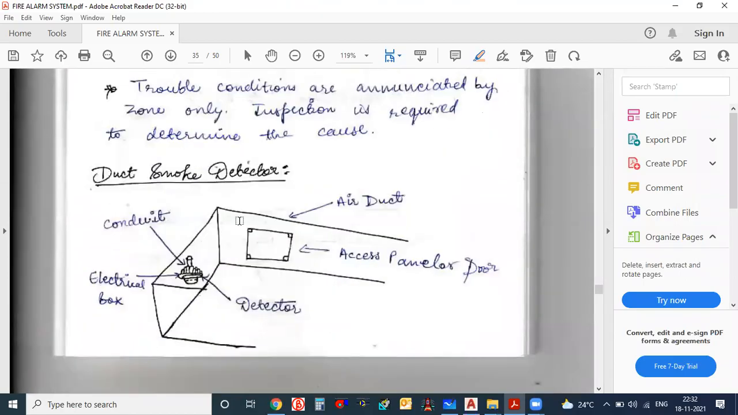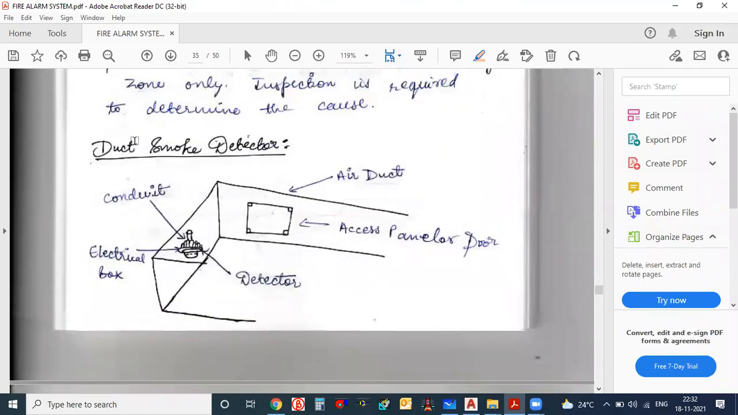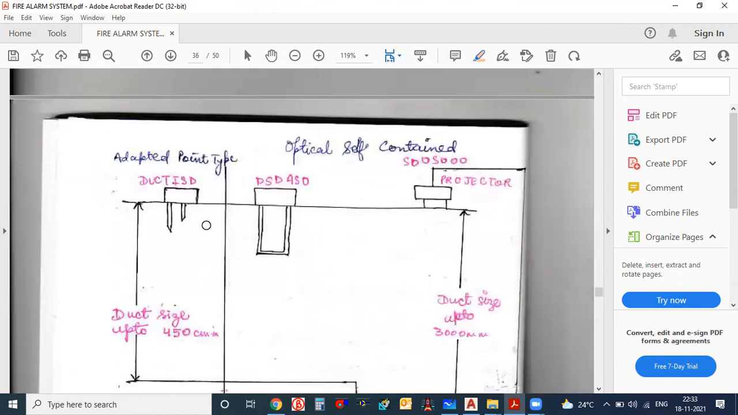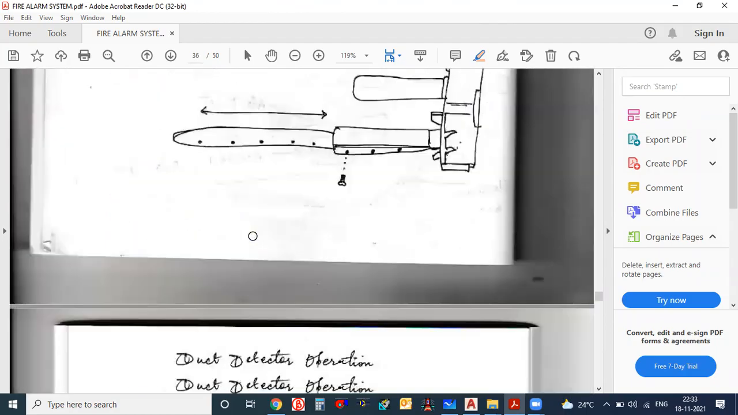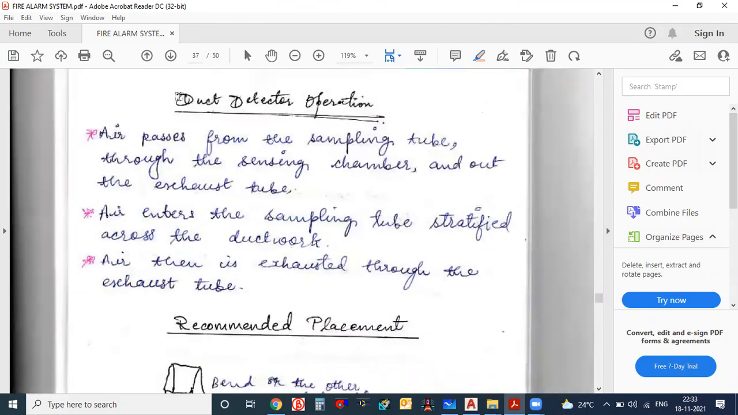This thing you can leave here. Okay, here they have shown the duct smoke detectors also, how the duct smoke detectors are connected. This is the duct. Inside the duct, here we have to place a detector, and the duct sizes are given. But sir, why should we install the duct detector?